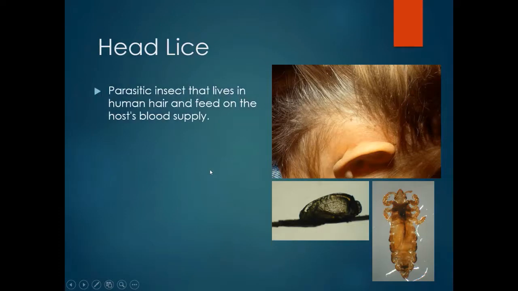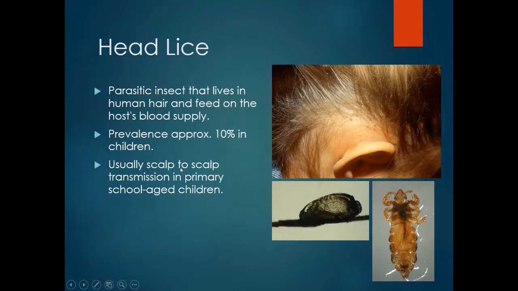Head lice are a parasitic infection. The parasite lives on human hair and feeds on the host's blood supply. Very common, with a prevalence of about 10% in children, and usually there is scalp-to-scalp transmission in primary school-aged children. As we said, the adult louse is about 3 to 4 millimeters long, and the vast majority of what you're seeing here is not the louse but the nits, which are laid by the louse.